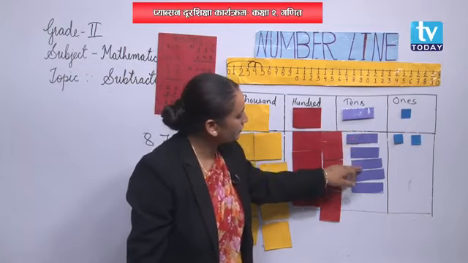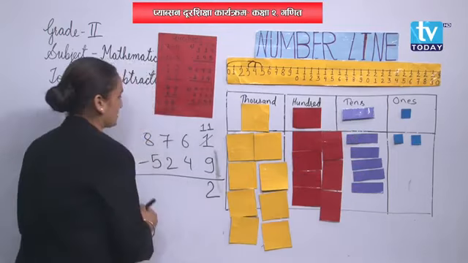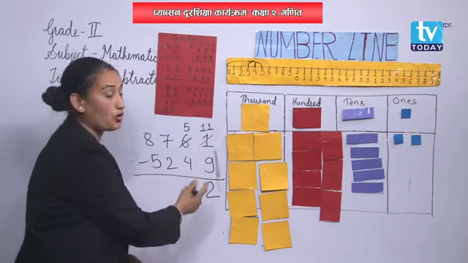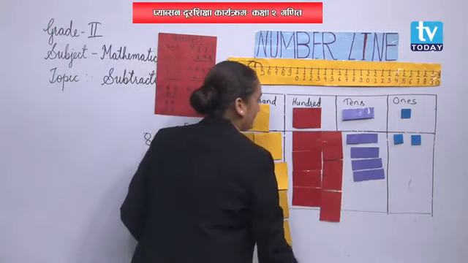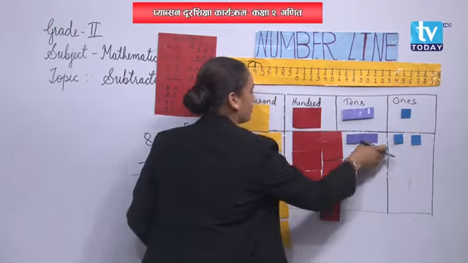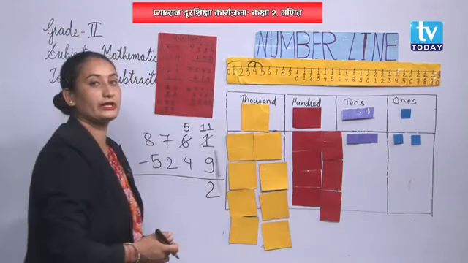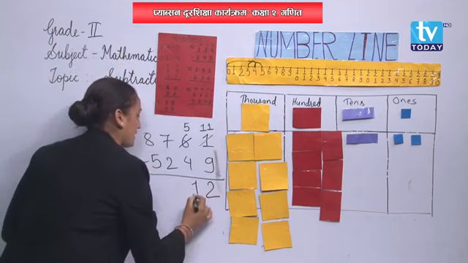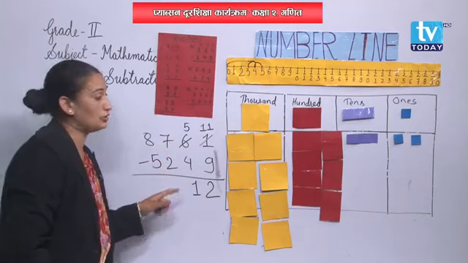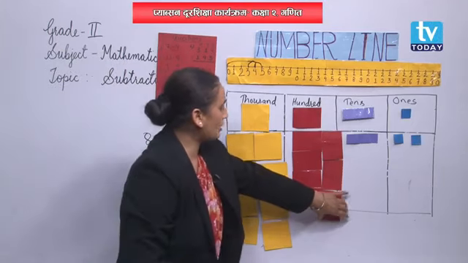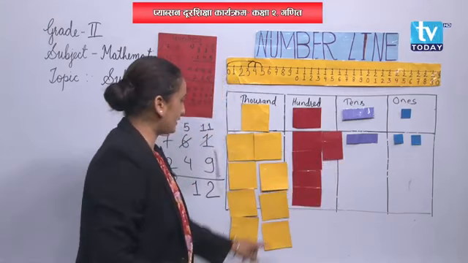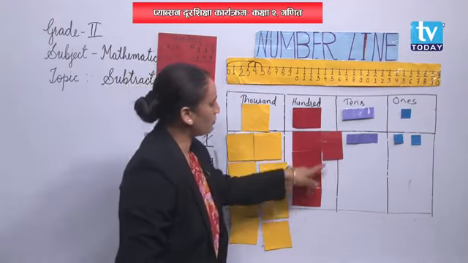Now, students, how many left over here? 1, 2, 3, 4, 5. In place of 6, we have to write here 5. From 5, let's take out 4. 1, 2, 3, 4. How many left over here? 1. Please write down 1. Then from 7, we need to subtract 2. Let's take out 2 from 7. 1, 2. Now how many left? 1, 2, 3, 4, 5.